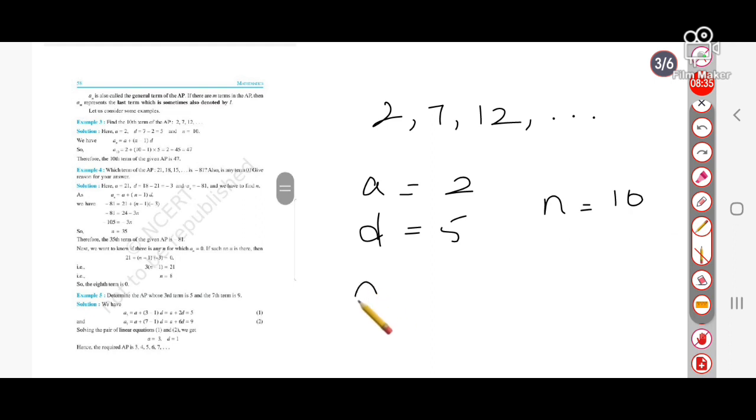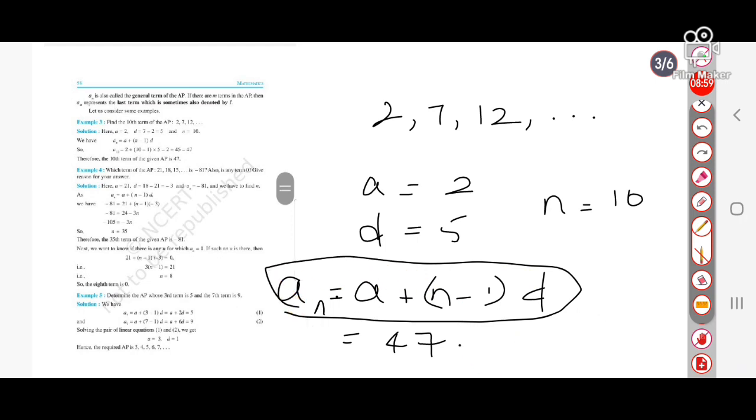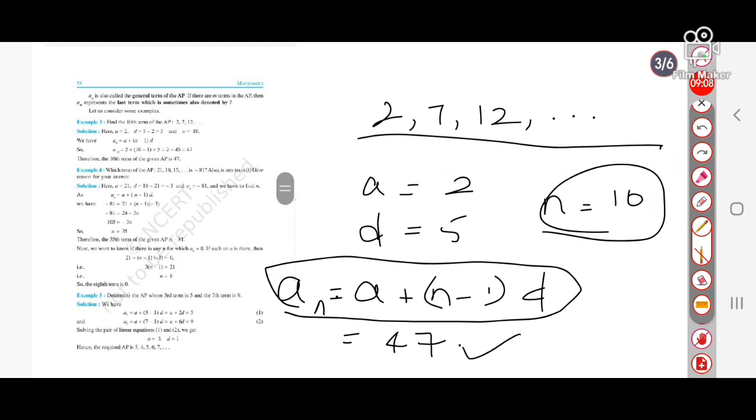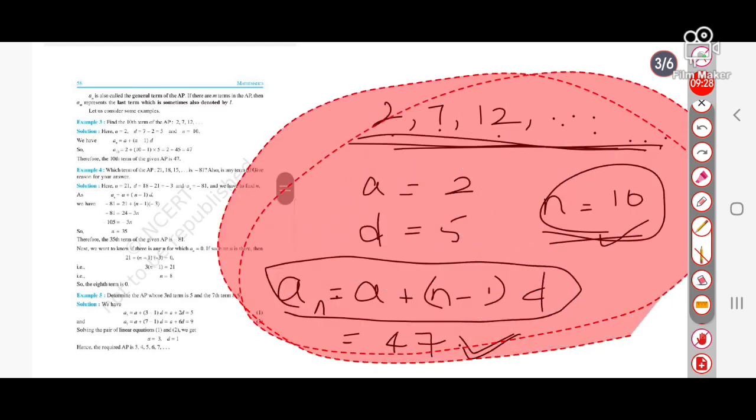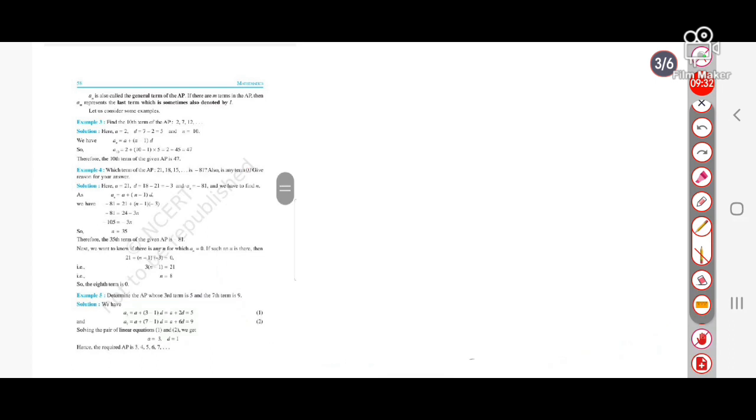Again, the formula we saw before, a plus n minus 1 into d, will give the value, right? an is the value and a plus n minus 1 into d is the formula. Just substitute this and we get 47, right? That's what is given in the example. We get 47 by substituting a, n and d in this formula. So 47 is the 10th term of this sequence. I repeat, 47 is the 10th term of this sequence: 2, 7, 12, then 17, 22, 27, 32, 37, 42, and then 47 is the 10th value of this sequence which they have asked. So this is example 1. Just understand the concept, understand the formula, remember the formula, apply it, and you will get the result easily, right?